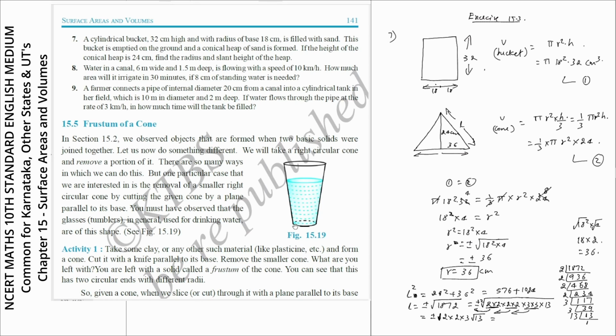Now this is equal to plus or minus 2 2s are 4, 4 3s are 12. So plus or minus 12 root 13. L cannot be negative, therefore I'll take L positive only. Therefore L is equal to 12 root 13 centimeter. This is the answer.